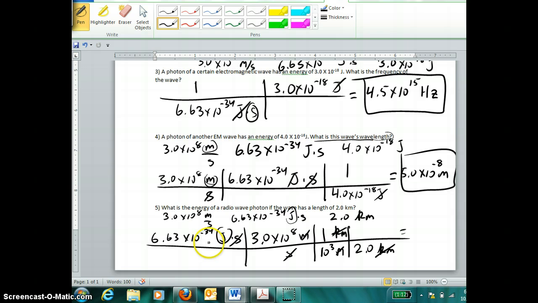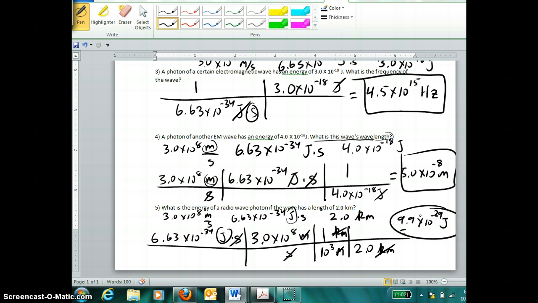I grab my calculator and enter 6.63 times 10 to the negative 34th times 3.0 times 10 to the 8th, divide it by 10 to the third, and divide by 2. And I get a tiny, tiny value expressed in 2 digits because of these two measured numbers. And when rounded correctly, it comes out to 9.9 times 10 to the negative 29th joules, an absolutely tiny amount of energy.